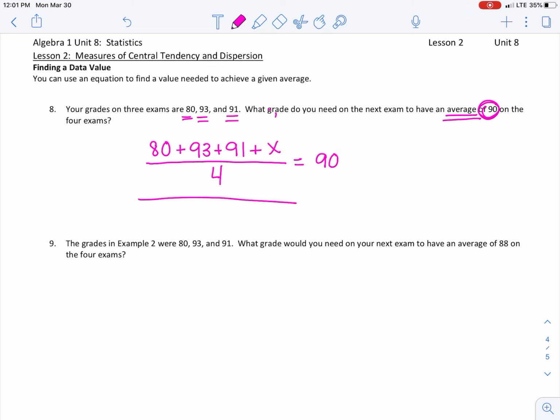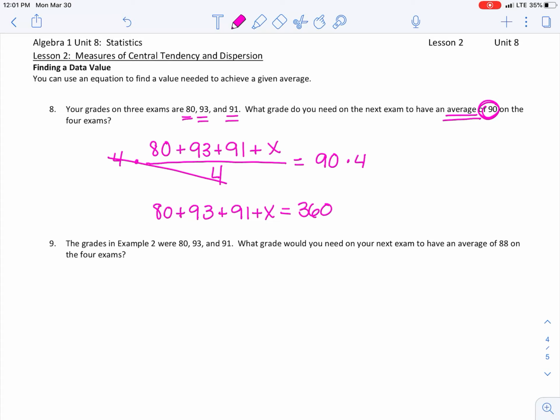Okay, so in order to get rid of that division, we don't want that divided by 4 over there. So what we're going to do in order to reverse that division, we're going to have to multiply. So we're going to multiply both sides by 4 to get rid of that denominator of 4. So that basically just crosses everything out over here besides the top part. So you're still left with 80 plus 93 plus 91 plus X. But this time you're going to say, well, that's equal to 90 times 4, which is going to be 360.